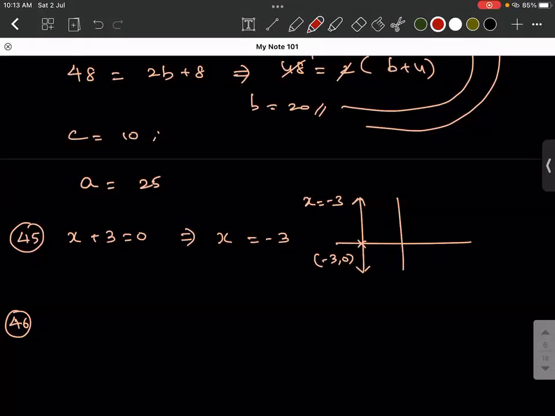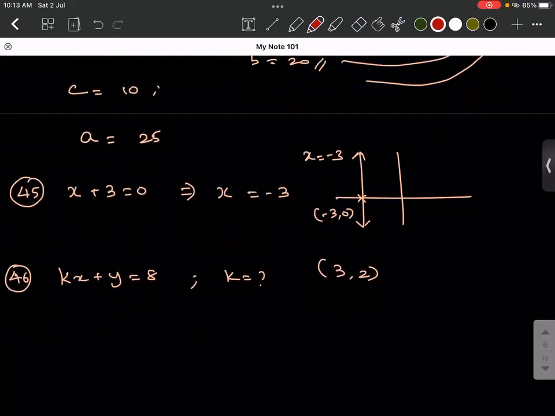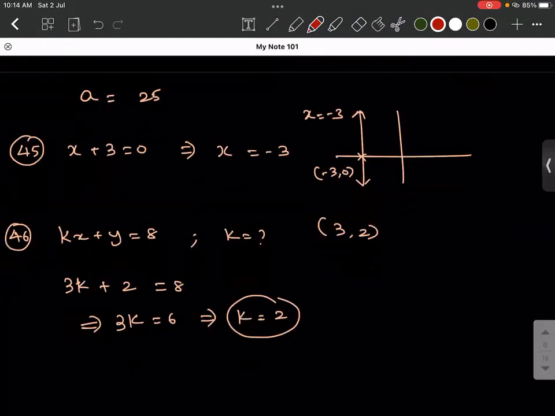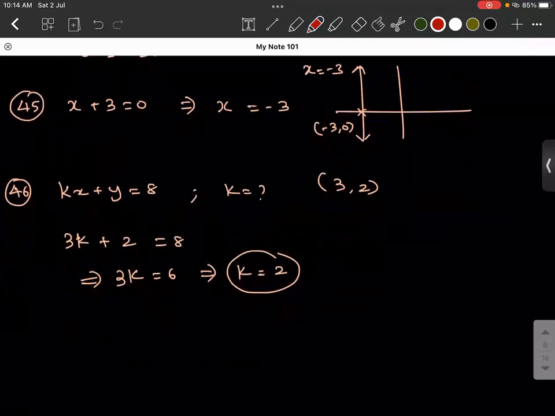What is this? Kx plus y. Okay. It passes through what? Take and substitute it here. 3k plus 2 is 8, which implies 3k is equal to 6, which implies k is equal to, there is an option. So that is 46.